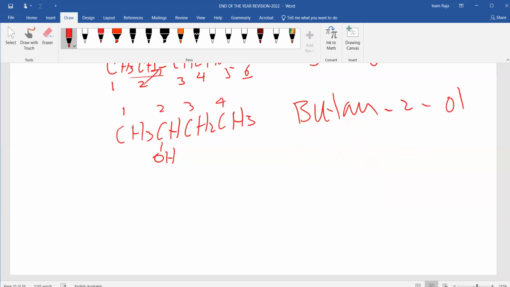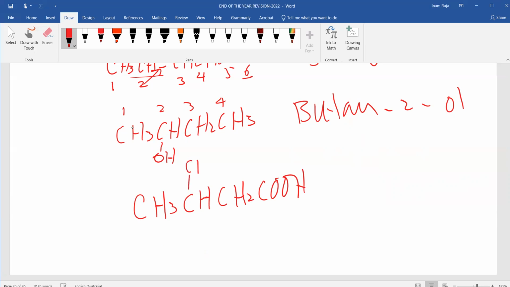They may accept 2-butanol, but it's not recommended. You write this way. Now carboxylic acid, for example, if you have CH3, CH, CH2, COOH, always carbon number 1 is the one which is the carbonyl group. So carbon number 1, 2, 3, 4.